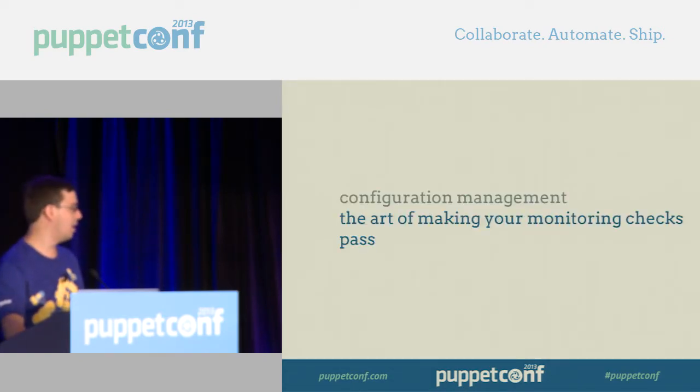So we have a couple of definitions here. Configuration management, I believe, is the art of making your monitoring checks pass, because your monitoring checks specify the thing you want at the highest possible level. My time should be in sync. I don't want to check that NTP is running. I don't want to check that the package is installed. I want to check that the time is synced, which admittedly is approximately the same as syncing the time, so it's a weird example.